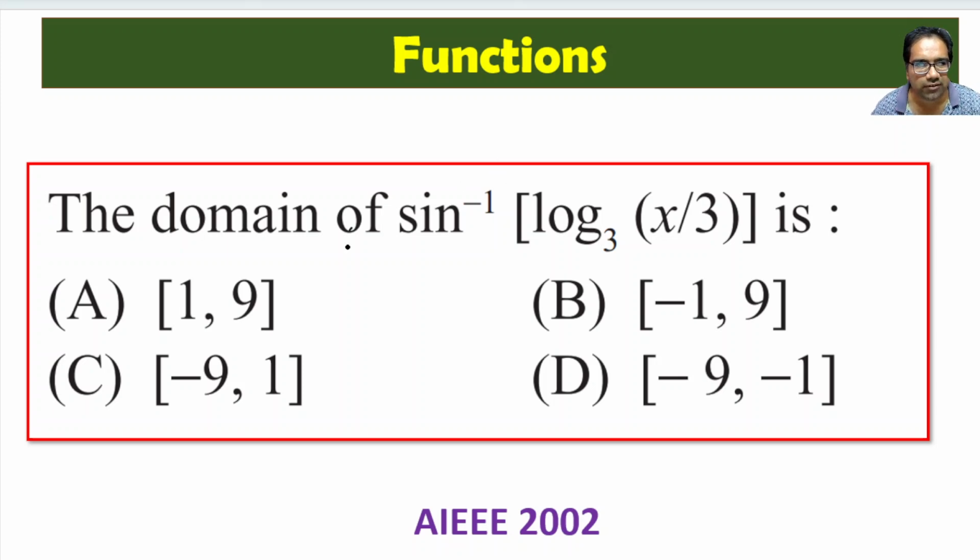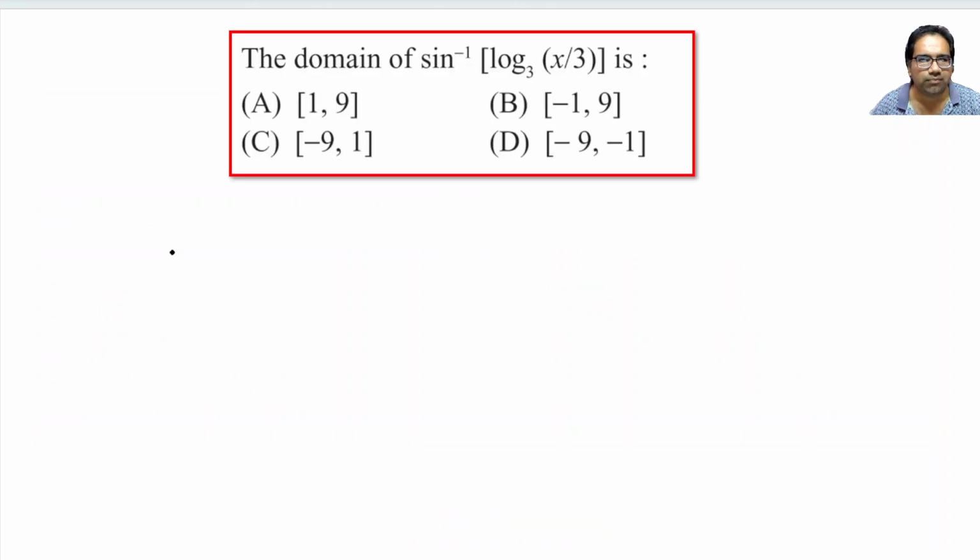Hi friends, here we have to find the domain of this function: sine inverse of log of x by 3 to the base 3. We know the sine function runs between minus 1 and 1. The range of sine theta is minus 1 to 1. Naturally, for sine inverse, the argument log of x by 3 to the base 3 should be between minus 1 and 1.